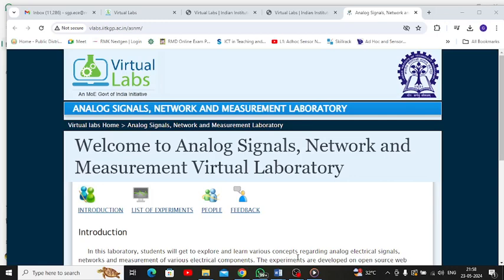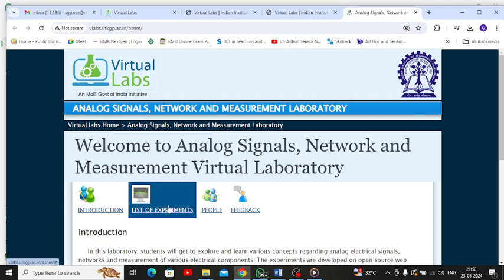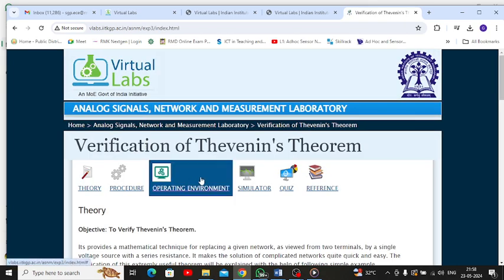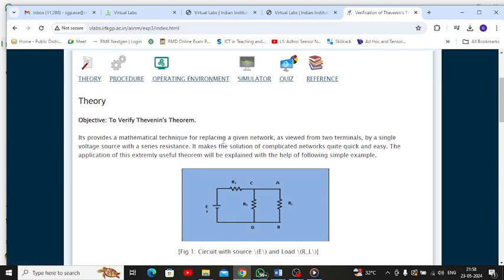Hello everyone. In the last sessions we discussed the verification of the superposition theorem. In today's session, let us discuss the verification of Thevenin's theorem. So we know Thevenin's theorem. What is Thevenin's theorem?